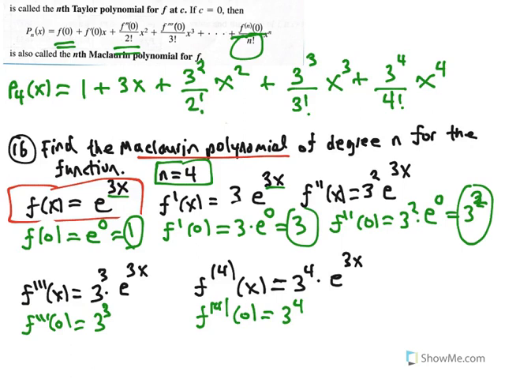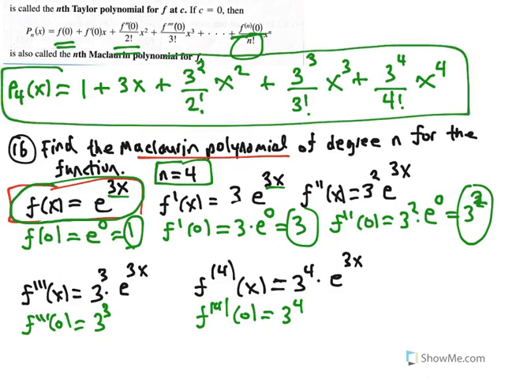And that is the fourth degree Maclaurin polynomial for the function f of x. If you would like to, you can graph f of x equals e to the 3x, and you can graph this fourth degree polynomial function, and you will observe that this fourth degree polynomial function is a good approximation for the function f for x values near the center, which is x equals 0.